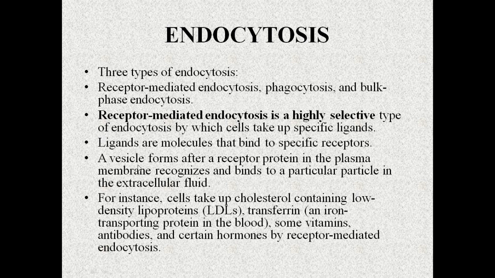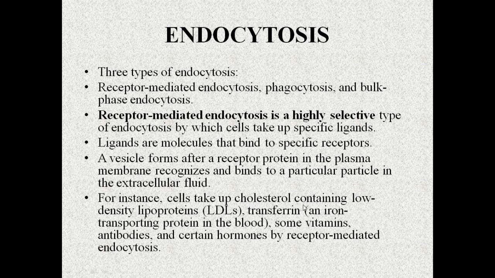A vesicle forms after a receptor protein in the plasma membrane recognizes and binds to a particular particle in the extracellular fluid. So when a ligand binds to the receptor, the cell will recognize it. A ligand has bound, so immediately a vesicle will form. For example, here they have given cholesterol.